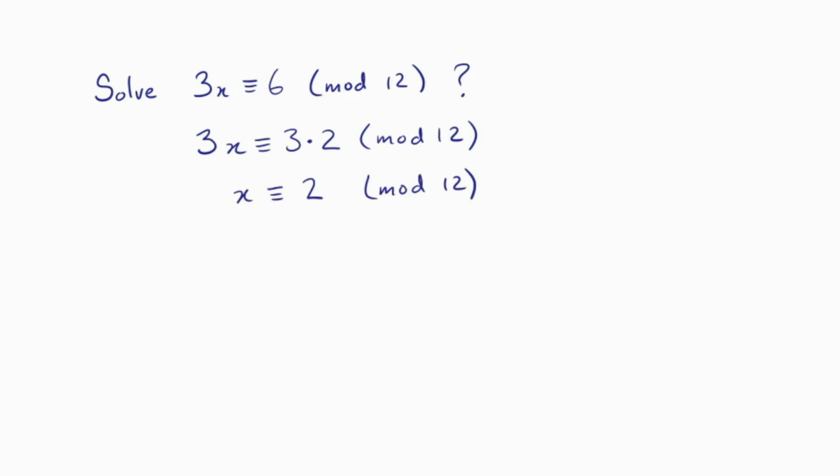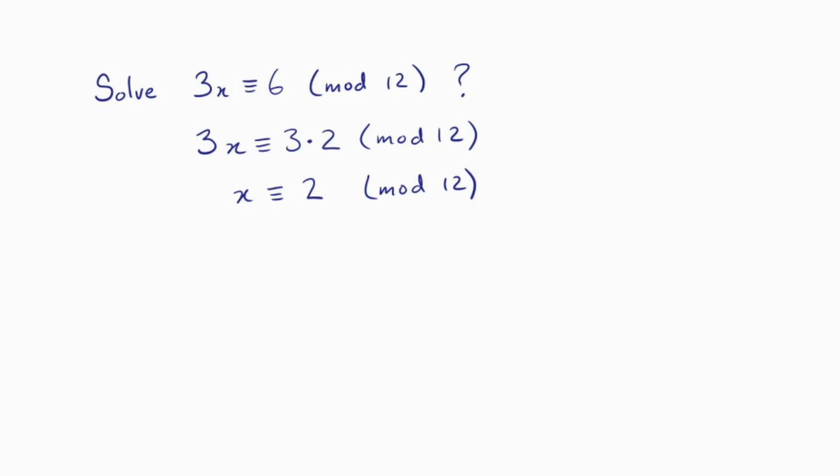You would get x is congruent to 2 mod 12. That seems reasonable. After all, 2 certainly is a solution to the original equation. Just plug it in. 3 times 2 does come out to 6 mod 12. But before we get too proud of ourselves, let's solve this with a dynamical portrait.